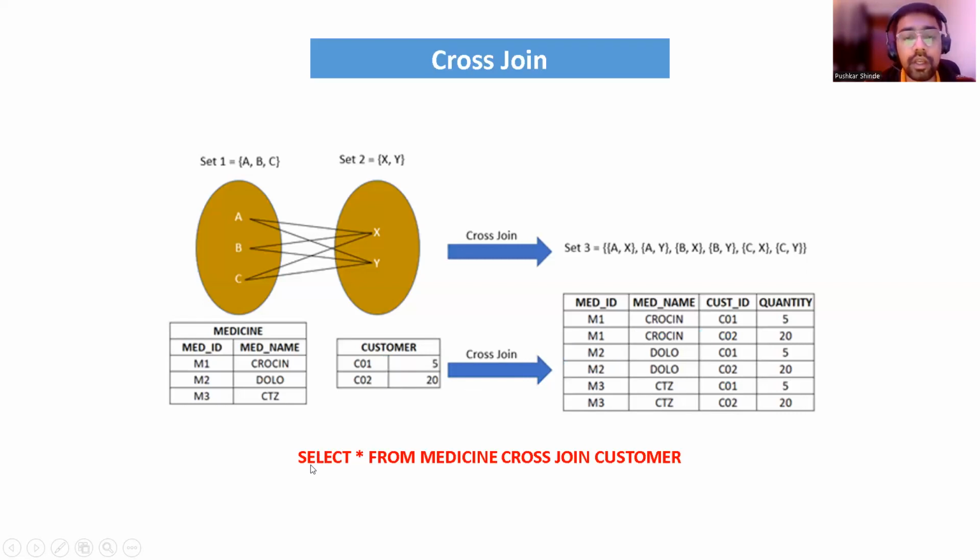Here is the query that you will run in order to get the cross join. So the query reads as follows: select star from medicine, the first table name. Cross join is the keyword that you will use in order to cross join these two tables. The second table name is customer. As there is no control over the columns that we are joining, no ON condition or joining condition is there in the query.